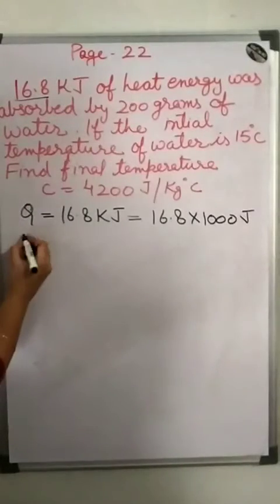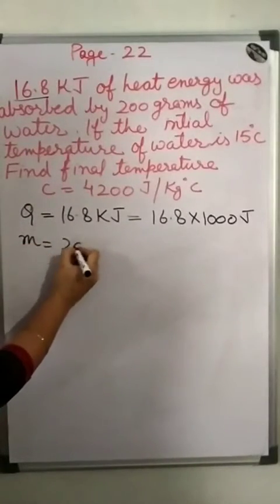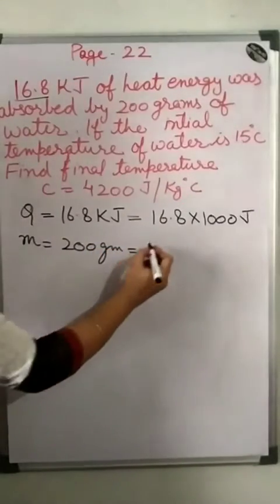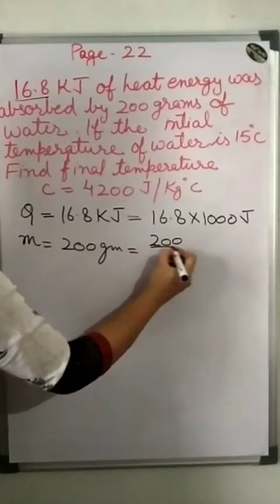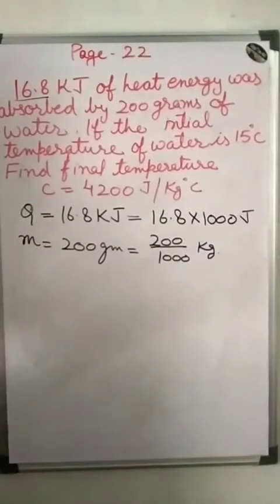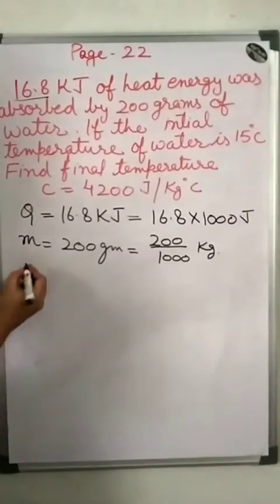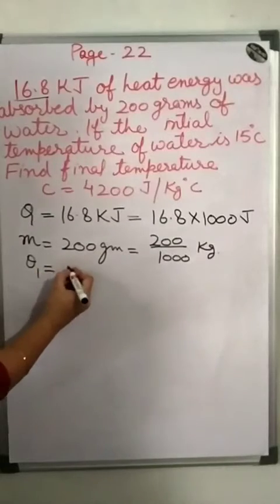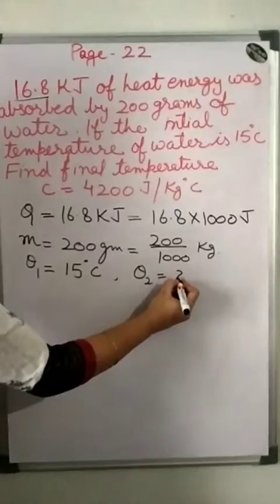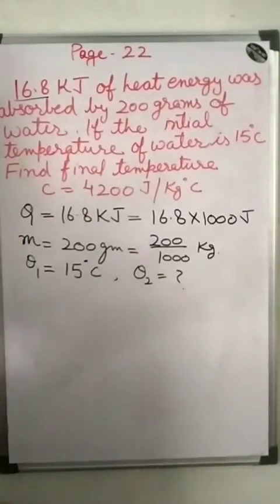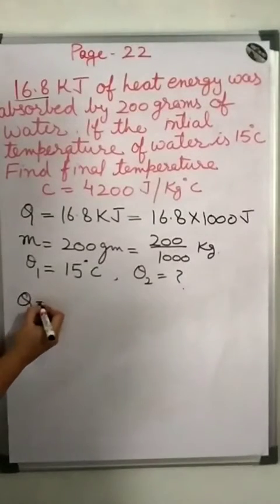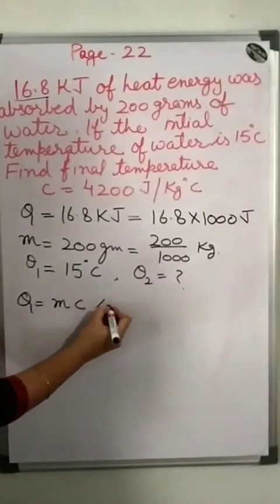Now m is given to us, that is 200 grams. Convert again this one into what? Into kilograms. So 200 upon 1000 kilogram. And the initial temperature is given to us, means theta 1 is given to us, and theta 2 we have to calculate, and c is already given to us. So what we do here, we use the same formula: Q is equal to mc delta theta.